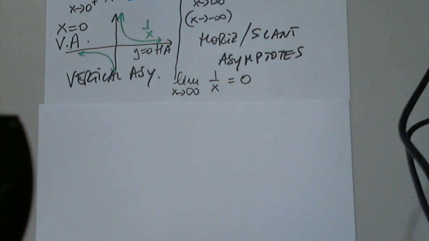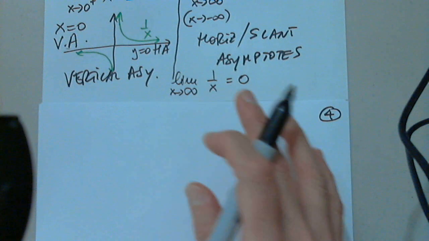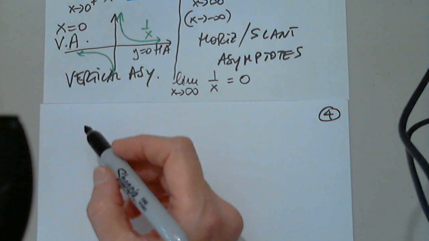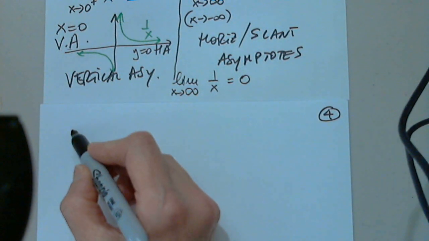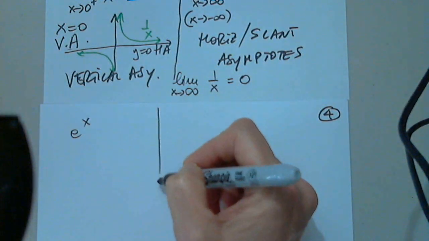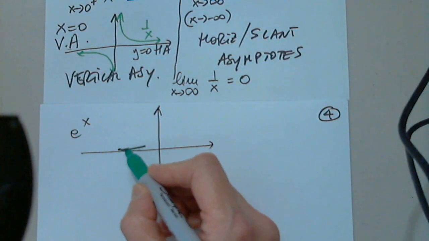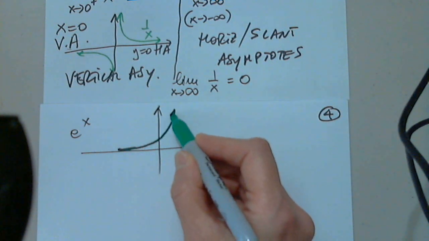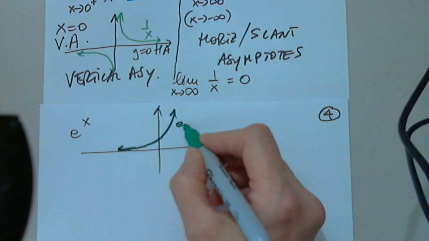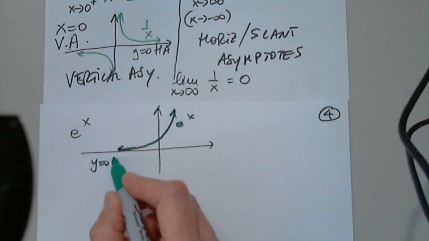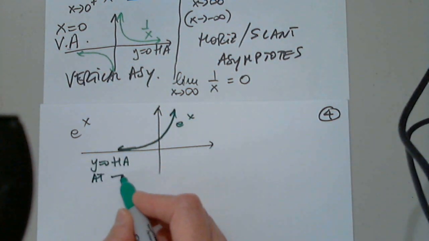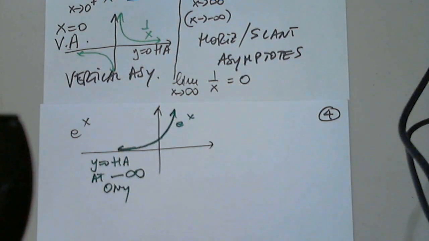Okay, so let's look at a few graphs that are carved in stone, and please remember these because we're going to use them all the time. So e to the x. Please remember the graph of e to the x. It does not touch the x-axis. So this is e to the x, and y equals 0 is a horizontal asymptote at negative infinity only.